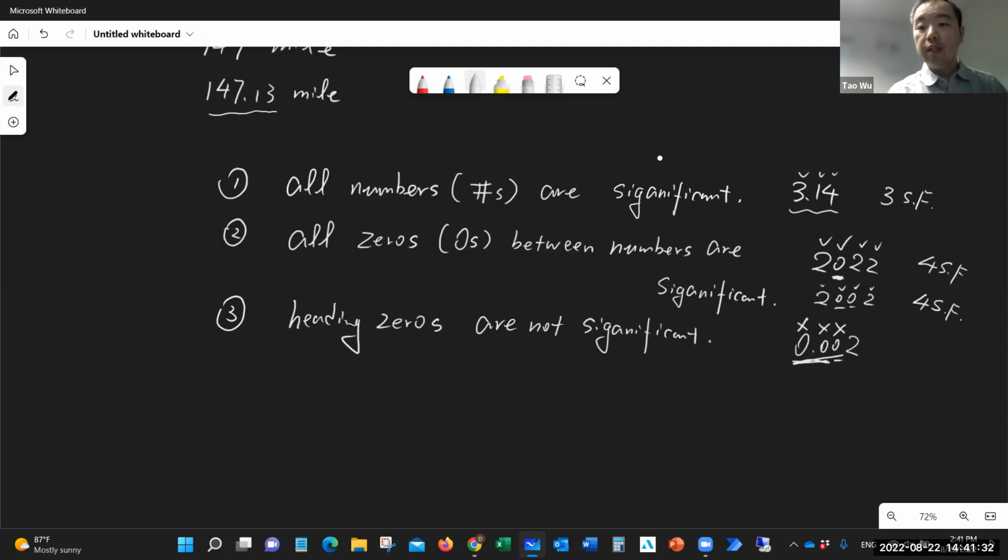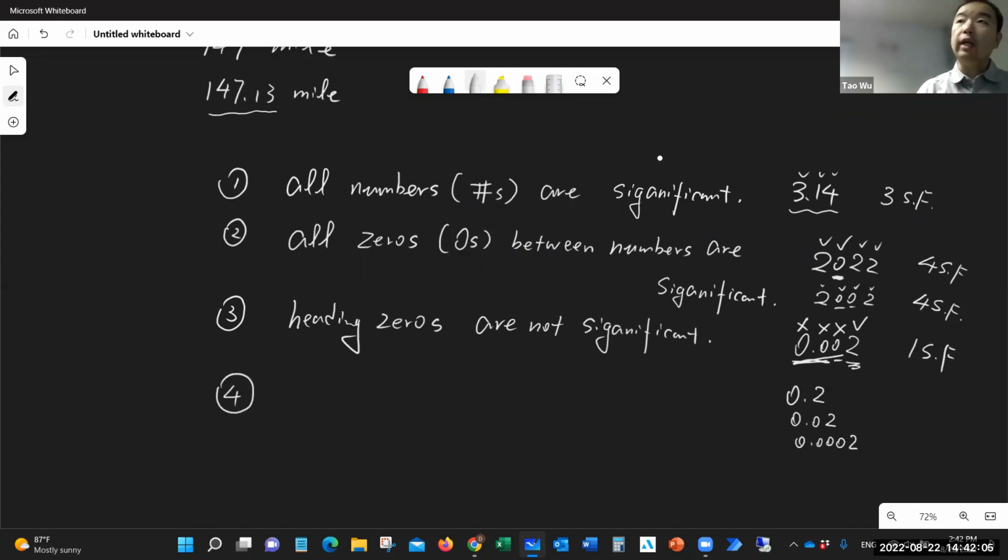So for this number, 0.0002, it only has 1 sig fig. Okay, only this 2 is significant. So it only has 1 sig fig. Are you with me? Okay, yeah. So it doesn't matter, if you have 0.2, this has 1 sig fig. 0.02 also has 1 sig fig. 0.0002 also has 1 sig fig. Okay, the heading zeros all do not count.